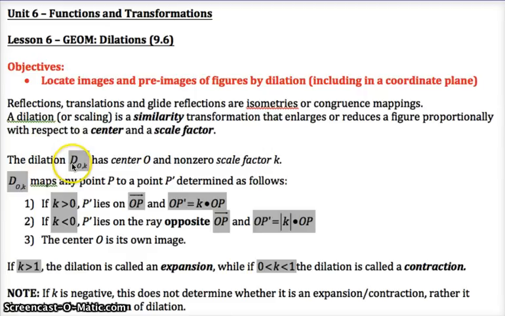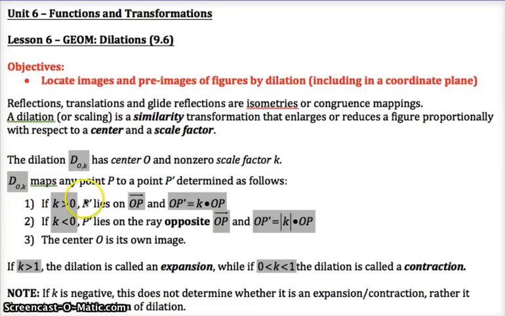So the dilation D, and D is the capital letter we use for the act of dilating, like the curly R for rotation. And then the little subscripts down here are O for the center point and K for the scale factor. We used scale factor in the similarity chapter, and that's not an accident. It feels like the K we used back in that unit.